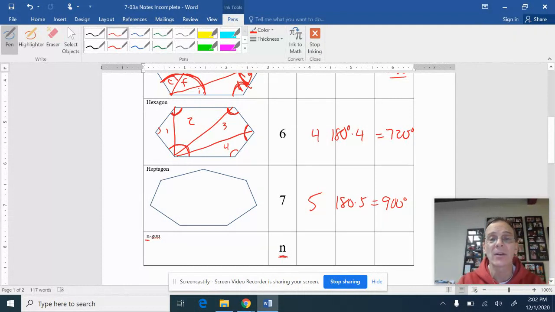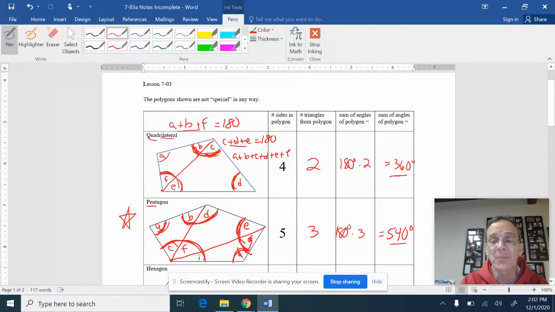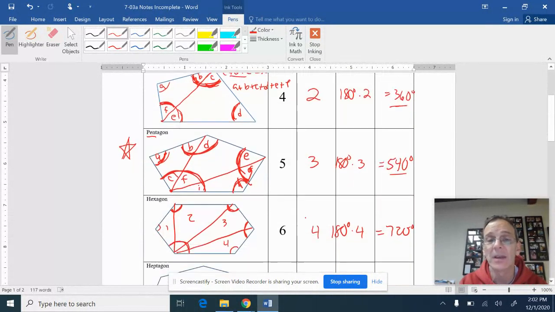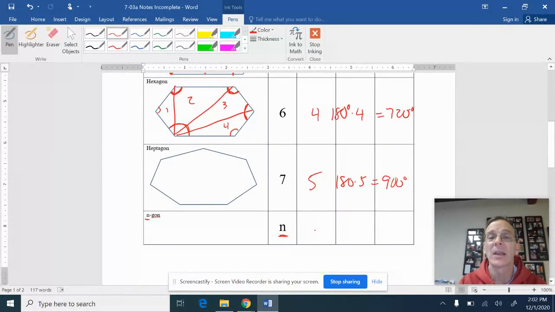Now, look at the pattern in these first 2 columns here. When I have a 4-sided polygon, I can carve it up into 2 triangles. 5-sided polygon, 3. 6-sided polygon, 4. 7-sided polygon, 5. Can you give me an algebraic expression for the number of triangles I would get out of a polygon with n sides? You see the pattern here? How do we express that algebraically? It would be n minus 2, wouldn't it?